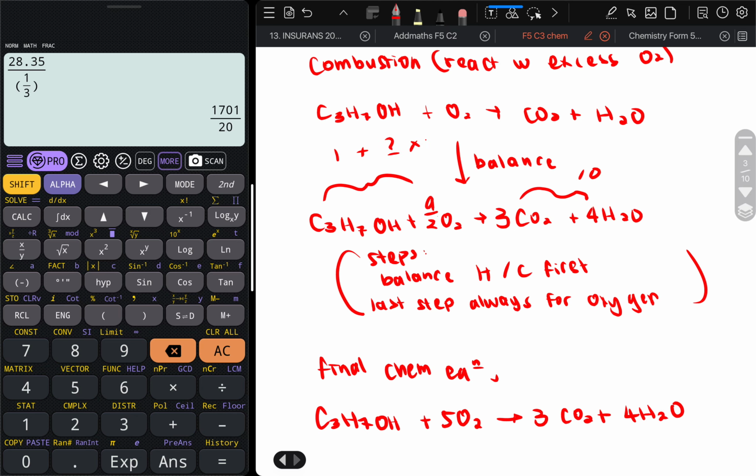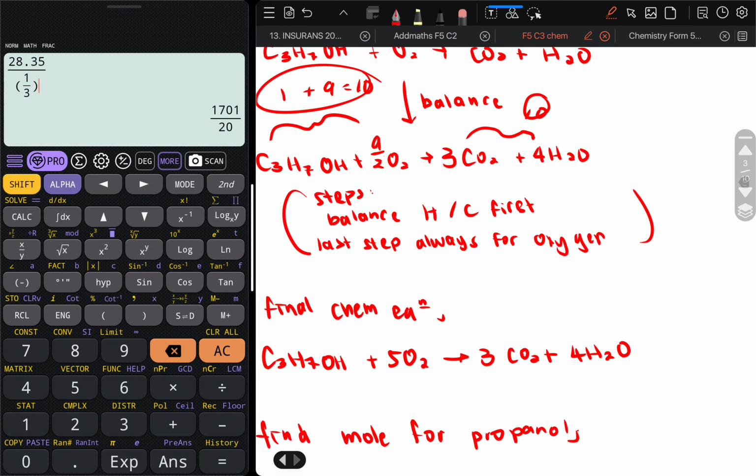How many times with 2? Because this oxygen here has 2, so you times with 2. So therefore we need 9, so we do 9. But I plus divide 2 so that when we times 2 here, we can cut this out. We have only 9, and then this will be 10. So this one already balanced. Okay.